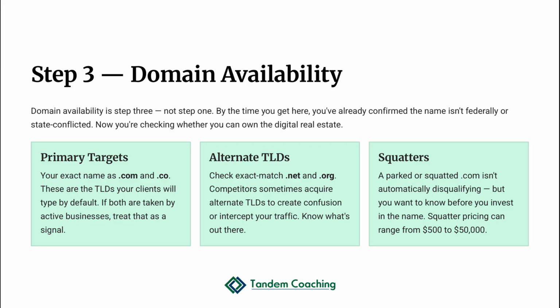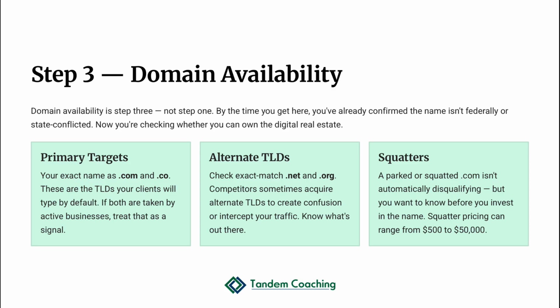Step 3 is domain availability across the primary and alternate top-level domains, and the alternates matter more than coaches expect. Search the exactmatch.com first because it's still the default users type when they hear a brand name. Then check .co and .net and .org for the exact match, even if you wouldn't use them as your primary. Competitors sometimes snipe alternate top-level domains to redirect traffic or create confusion.